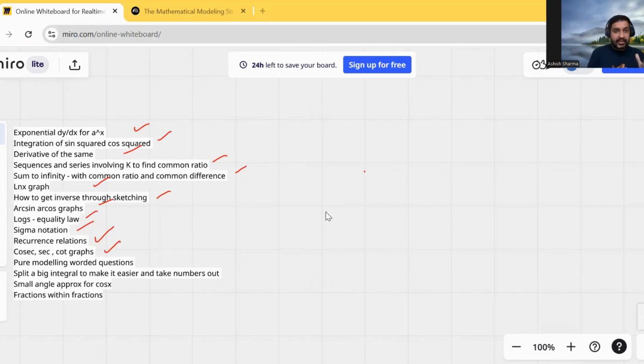As for the next item on this list, which is the pure modelling worded questions, I want to keep that towards the end, actually. Another thing that I think is quite useful for students in the exam is understanding that integrals can be split up if there's addition or subtraction in between. I think that's really useful because it could simplify the work that you're doing. So, for example, if I've got something like this, a partial fraction problem. I'm just making this up.